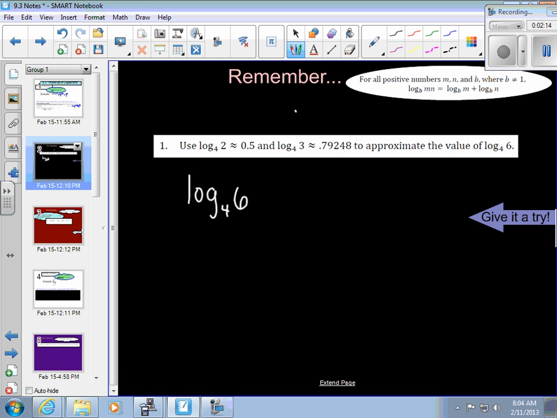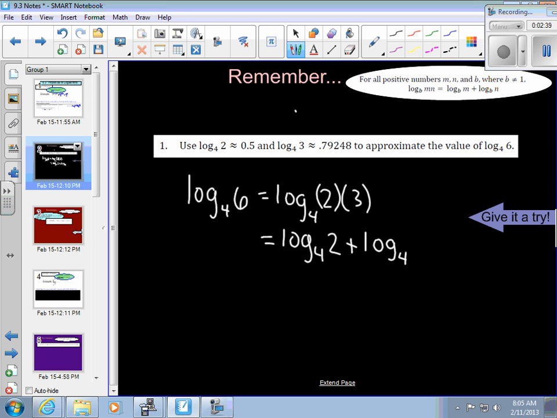Well, we know 6 is the same as 2 times 3. So now we have 6 being the same as the factors 2 times 3. We can use log properties now to split this apart. This would be the same as log base 4 of 2 plus log base 4 of 3. So the log property allows us to take two logs being multiplied and change it into addition.